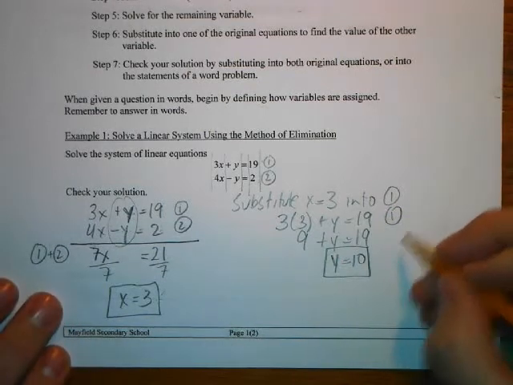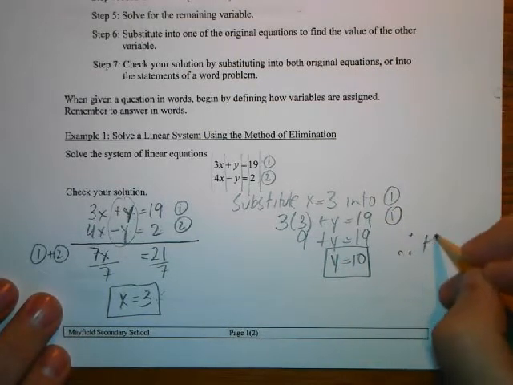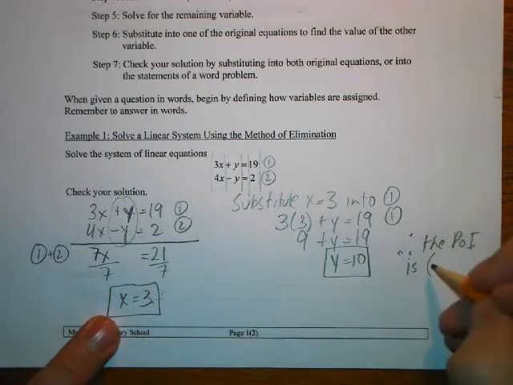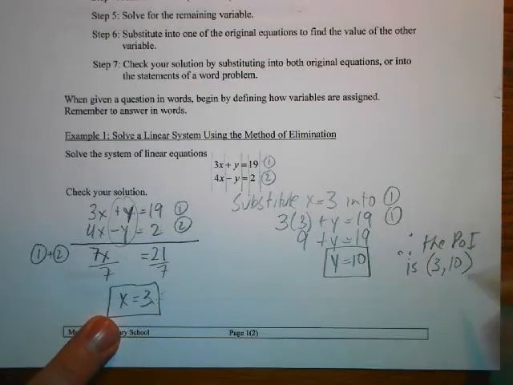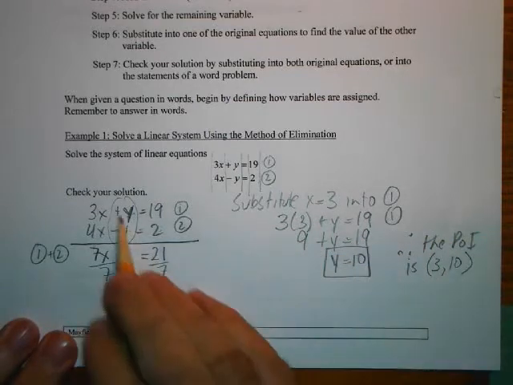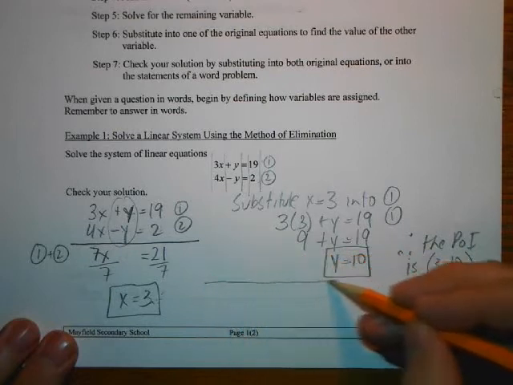Okay, and therefore the POI is, and the point, x coordinate first, 3 comma 10, and there's your answer. Now, again, you could do a check for this. Actually, it tells us we have to, so let's do that.